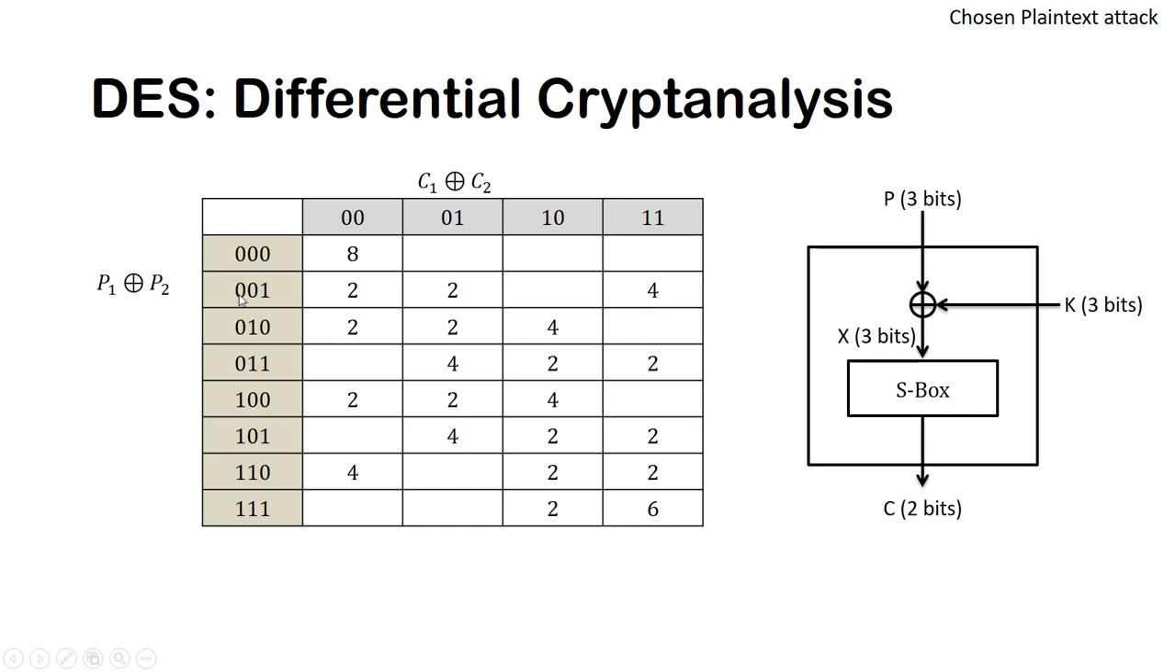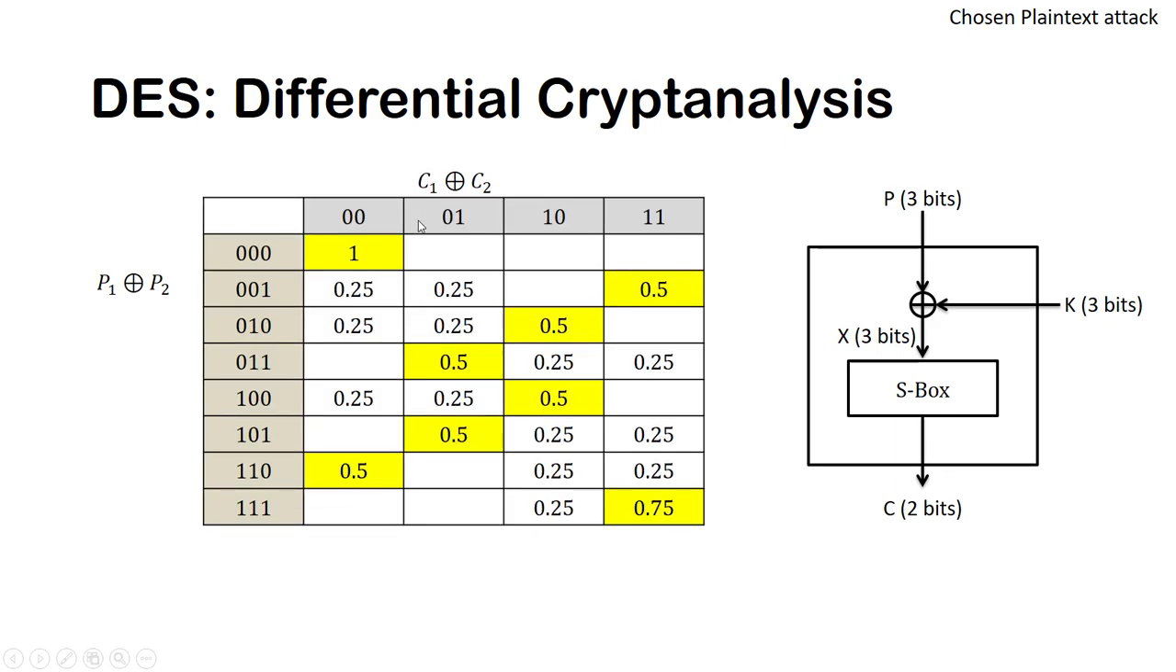So if you are fixing alpha for your particular example, going with the relationship where P1 XOR P2 is equal to 0 0 1, then you will calculate with what probability the bits of C2 change. When I convert it to the probability distribution, I'll find that 0.5 is the highest probability over here. So there is a good chance that your P1 XOR P2 maps to the C1 XOR C2. So this becomes beta for me.